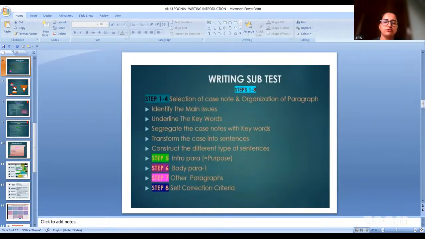We need to evaluate where we are lacking or not, because it is too crucial. If we do not self-correct, we can't improve, because we think we don't need to check our writing subtests. So we need to follow steps 1 to 8. If we follow steps 1 to 8, definitely we are competent and we can easily get our desired score.